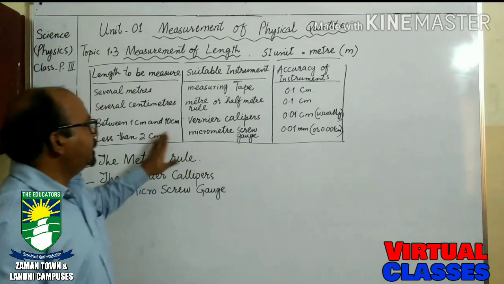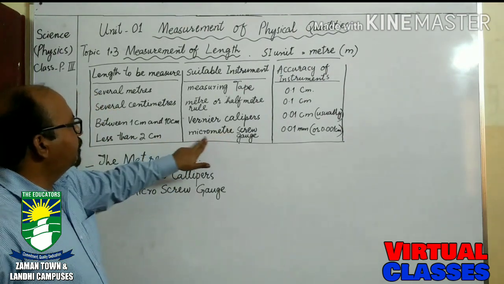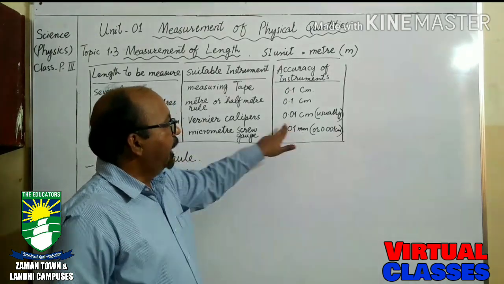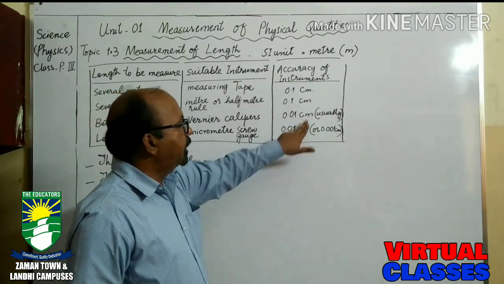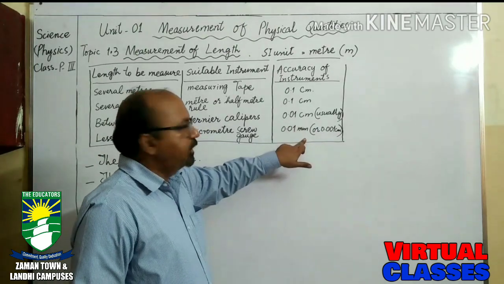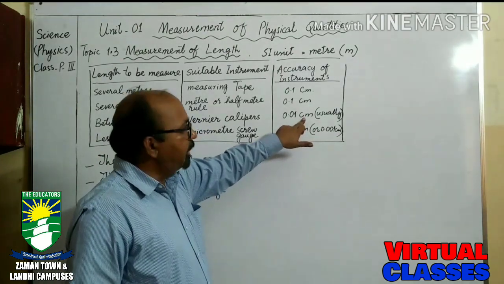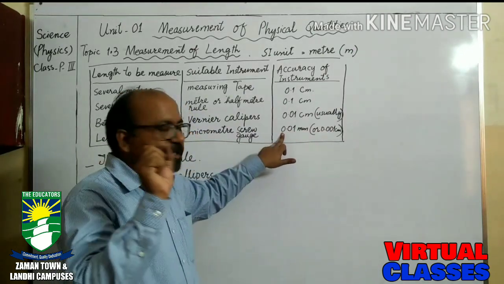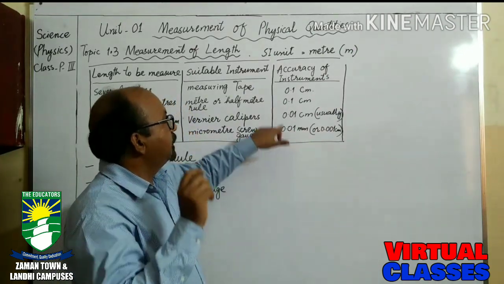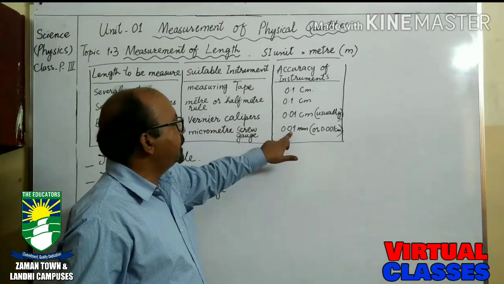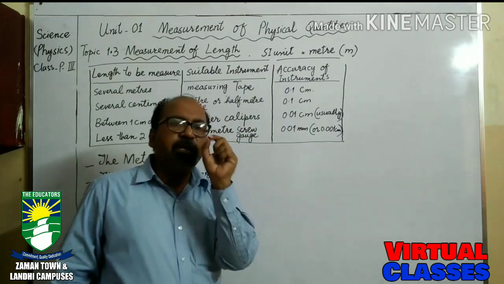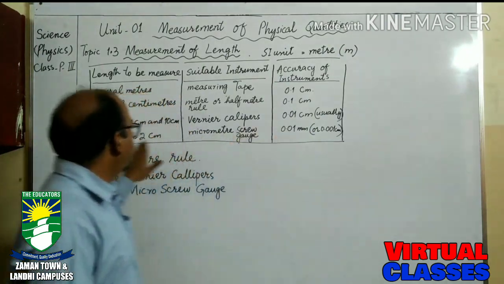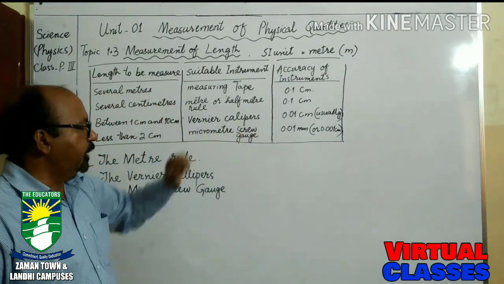Okay, the accuracy of this micrometer screw gauge is 0.01 millimeter. Millimeter is the smallest unit from the centimeter. Centimeter is the bigger unit as compared to millimeter. So the accuracy of this instrument is 0.01. It means very minute or very small things can be measured with the help of micrometer screw gauge.